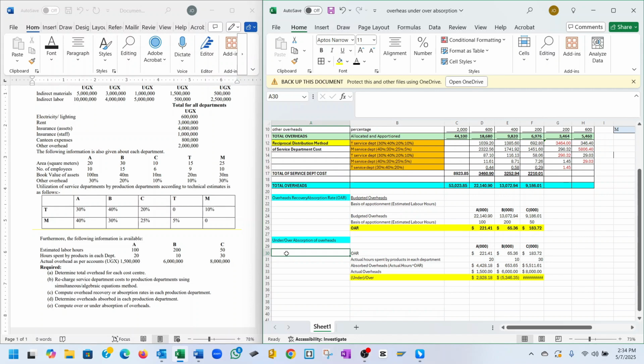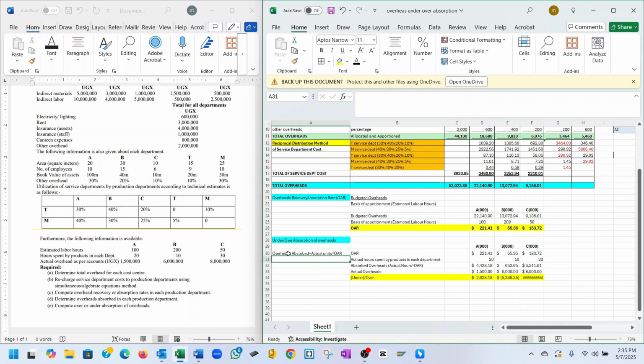So overheads absorbed is equal to actual units. I want to use actual units. That means it can be in machine hours, it can be labor hours, it can be in production units. Actual units multiplied by the overhead absorption rate, and that will give you the overheads absorbed.